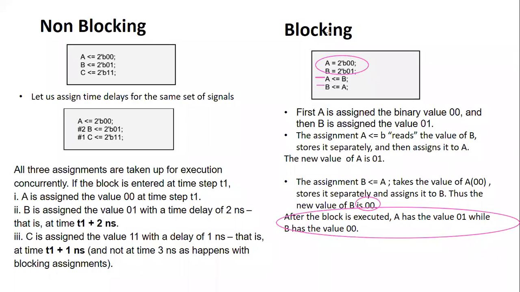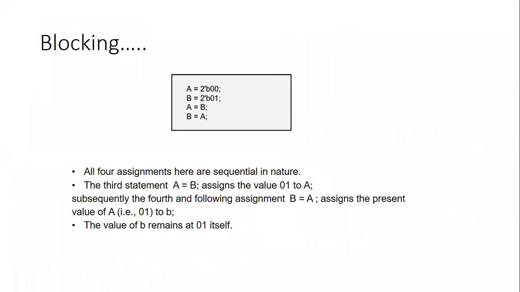Let me show another example. Okay, now non-blocking is okay for you. We'll see another example for blocking. Now I have A is 00, B is 01, A is equal to B, B is equal to A. What does that mean?